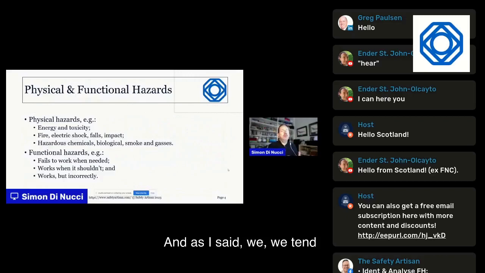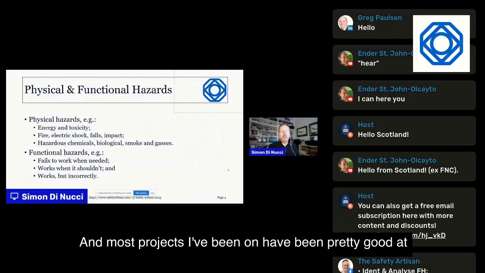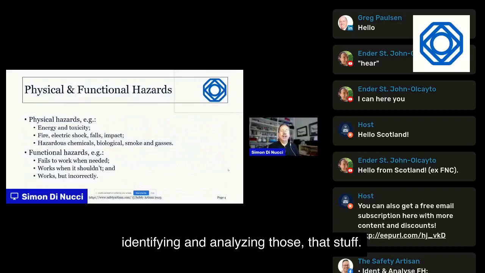So those are your physical hazards. And as I said, we tend to be really good at dealing with those. And we're used to dealing with that stuff. And most projects I've been on have been pretty good at identifying and analysing that stuff.